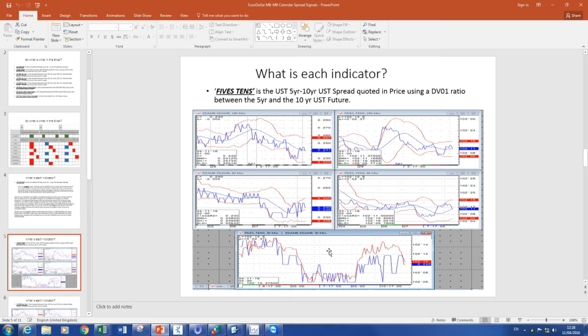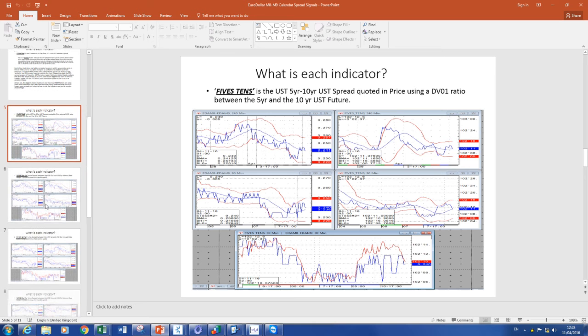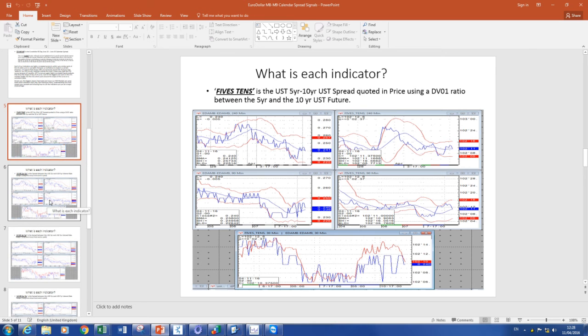Sometimes you can have them side by side. And sometimes you need to overlay them to be able to see the correlation between the products. Okay, so what I've done is a combination of all of that. So that's the 5s, 10s. You can see it's a correlated spread.